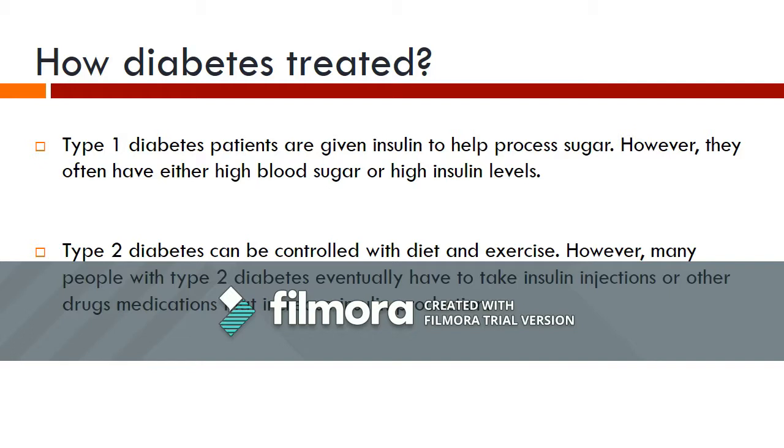How is diabetes treated? Type 1 diabetes patients are given insulin to help process sugar. However, they often have either high blood sugar or high insulin levels. Type 2 diabetes can be controlled with diet and exercise. However, many people with type 2 diabetes eventually have to take insulin injections or other medication that increases insulin production.